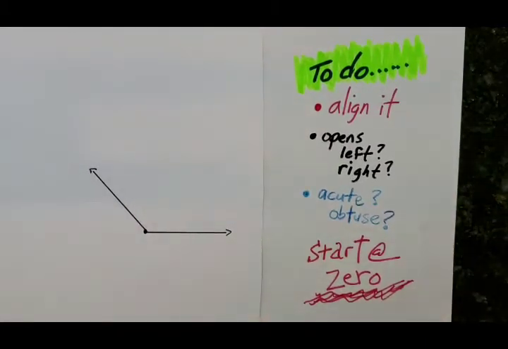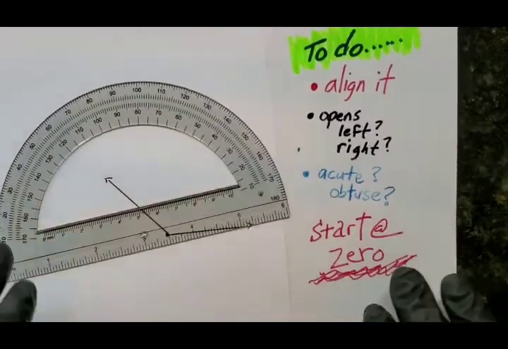So if you continue with this process, you shouldn't have any trouble measuring angles using a protractor, okay? You're going to take the protractor, align it, use your brain, think about it. Does it open left or right? And then use the scale on the protractor to measure accurately.